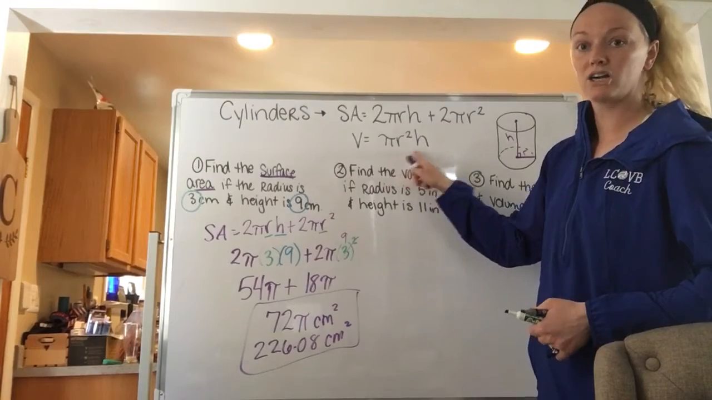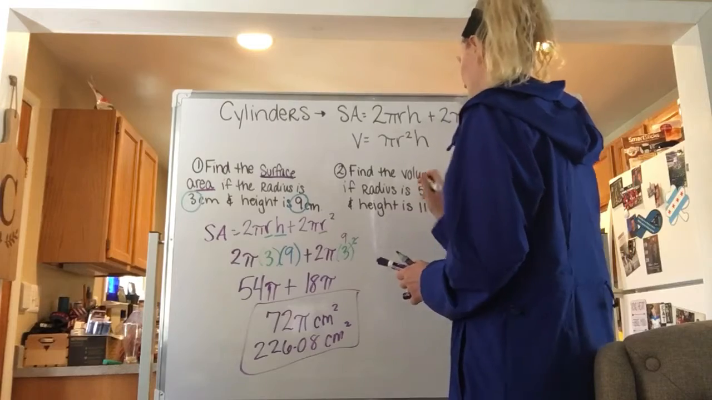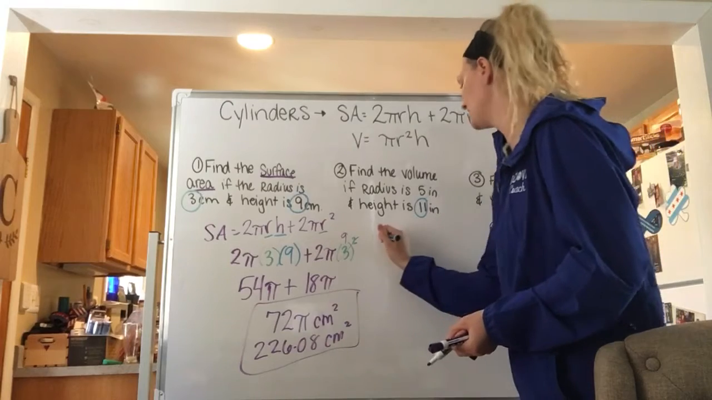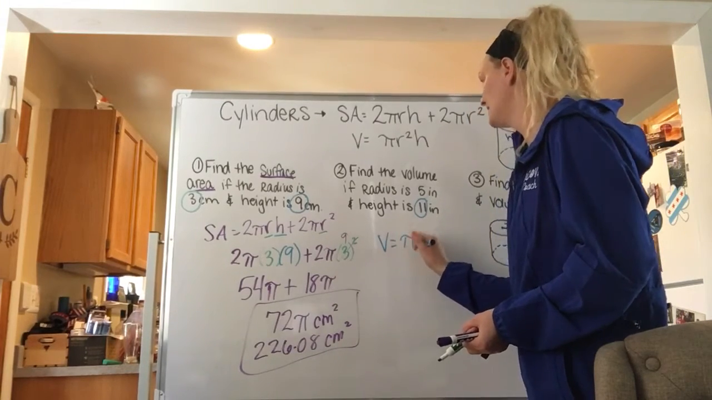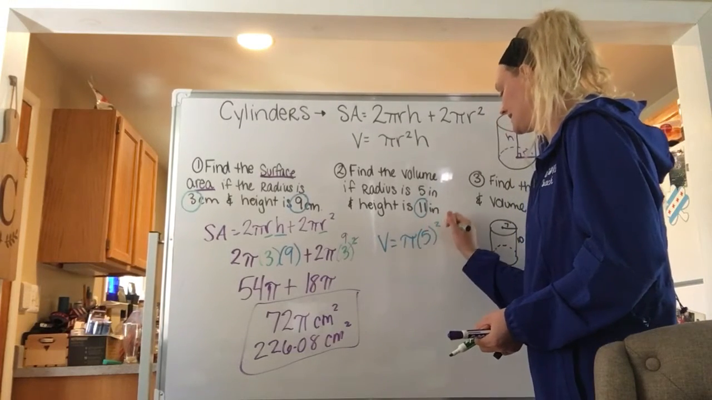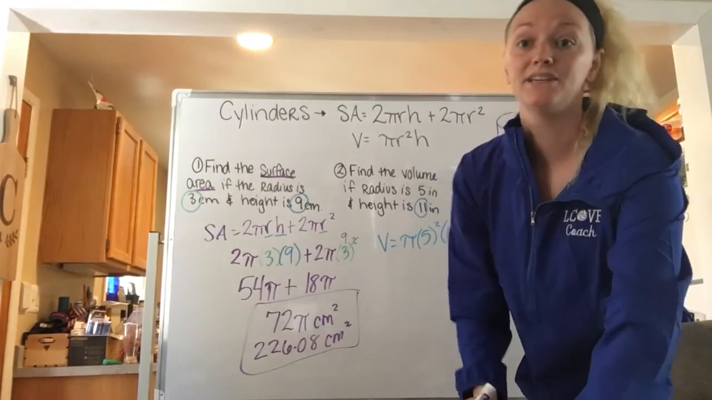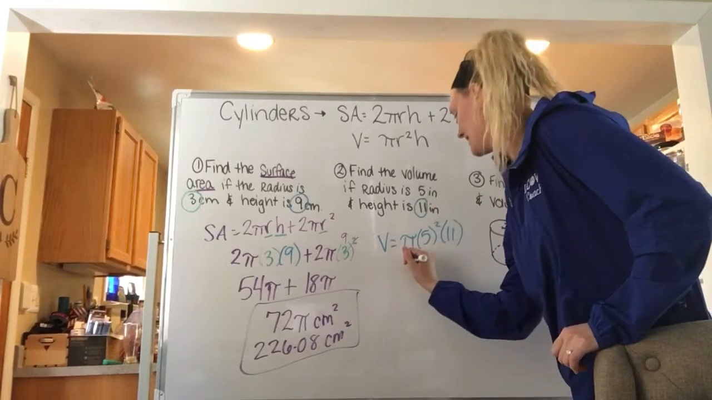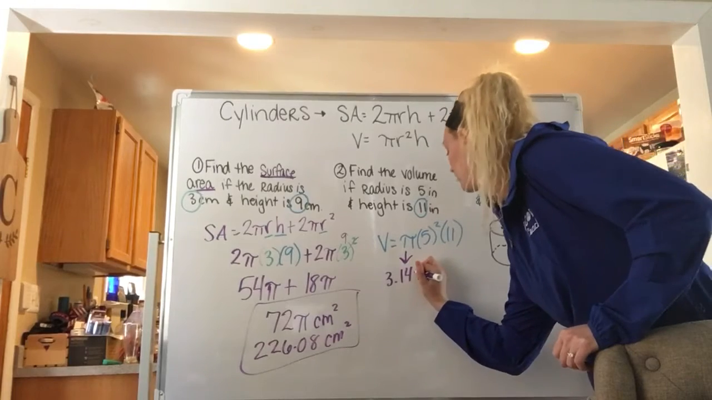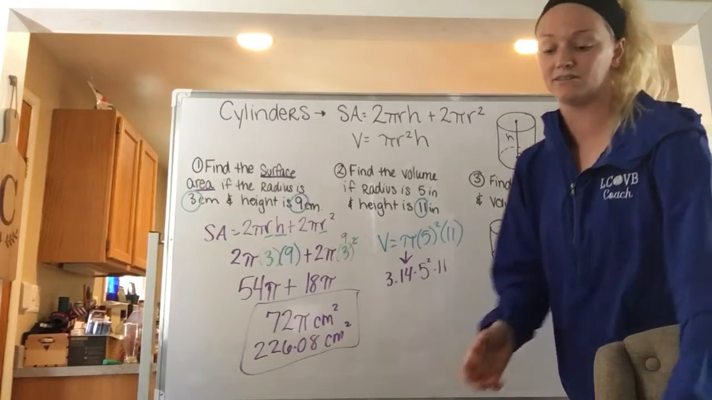Same thing, we're going to plug in our r and our h here. So again, that radius is 5. So 5 is going to go in for my r, and the height is 11. So if I want to find the volume, I'm going to do pi times the radius squared, r, which was 5. 5 squared times 11. Okay, now you can put this exactly in your calculator. Remember, what's pi? It's 3.14. So you can do 3.14 times 5 squared times 11 right into your calculator.